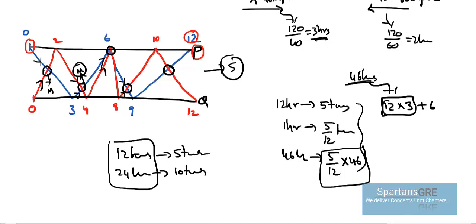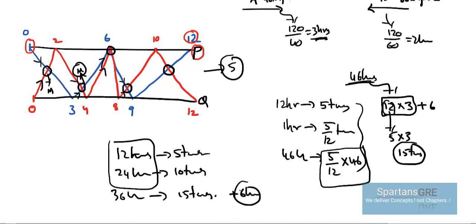So there is a cycle of 3 times. For every 12 hours they meet 5 times, and there are 3 such cycles, so 5 into 3, 15 times. So this is done. For 36 hours they meet 15 times. Till here it is fine. We need 6 more hours.